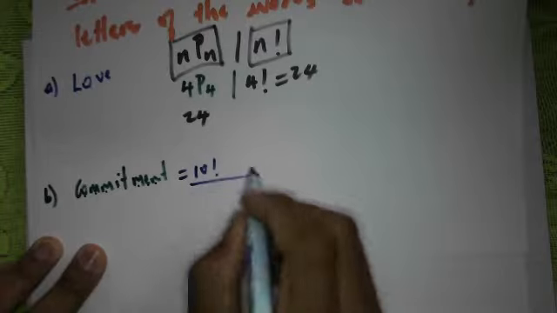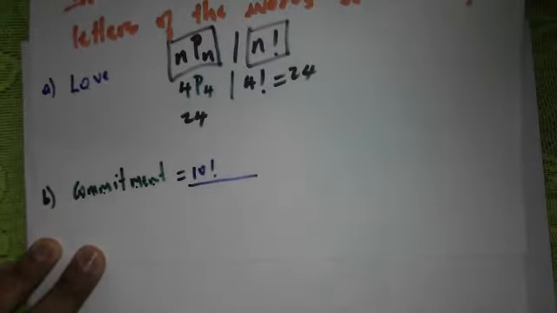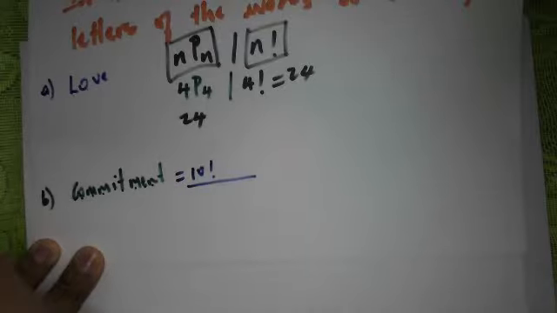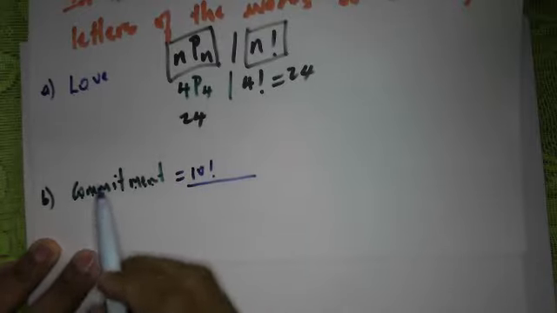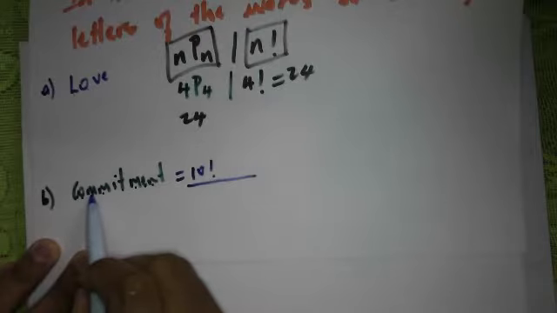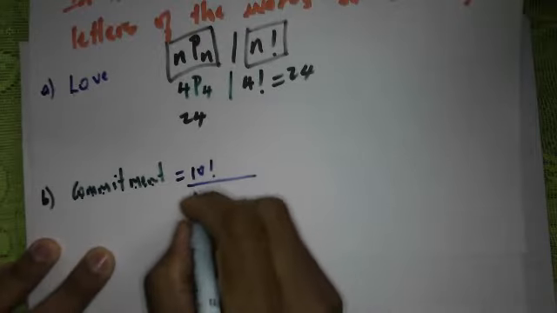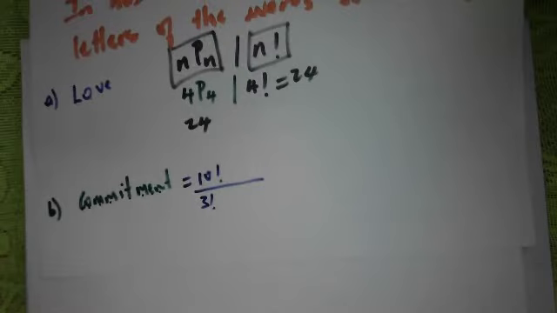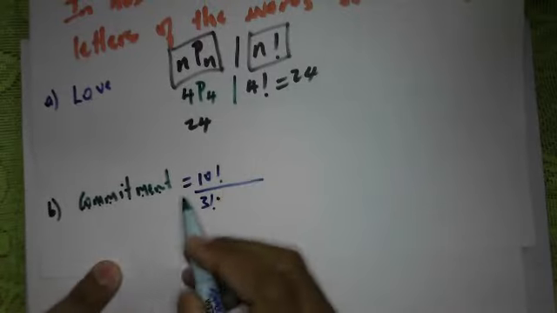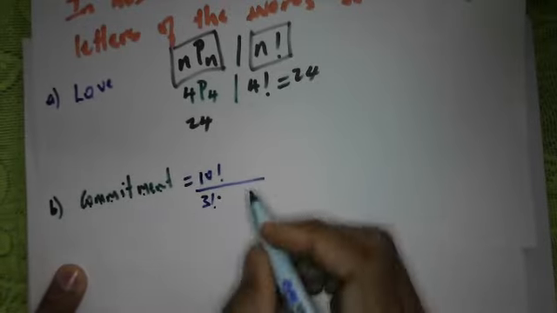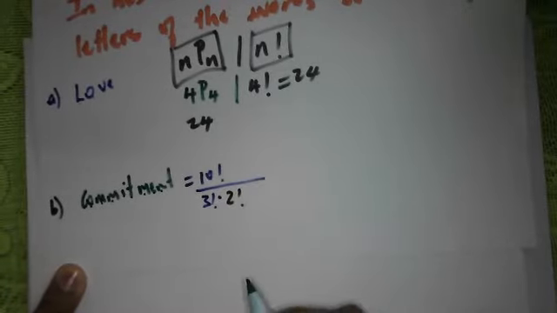Now let's see how many letters are repeated. For any letter that is repeated, we divide by the factorial of the number of times that letter repeats. So we have M repeating 1, 2, 3 times, so that would be 3 factorial. But M is not the only letter repeating. We also have T repeating 2 times, so that is times 2 factorial. And those are the only 2 letters repeating.